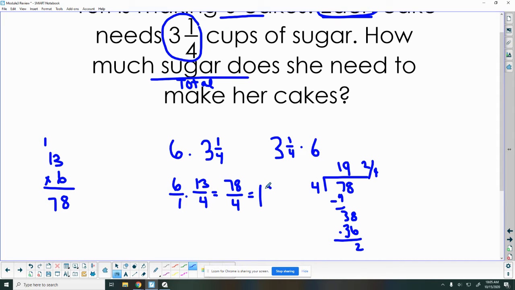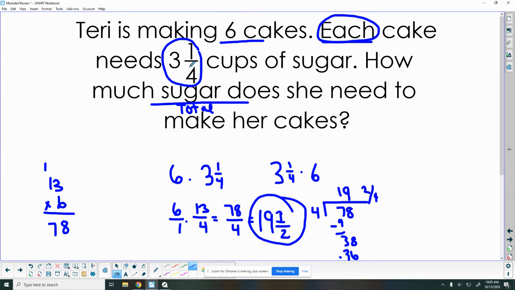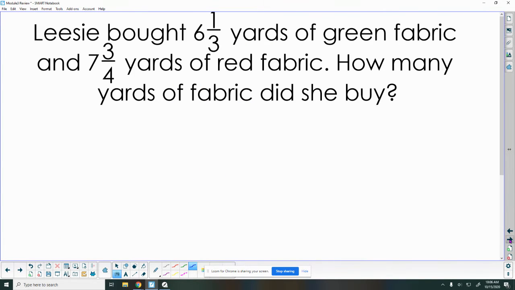So to make all of her cakes, she needs 19 1/2 cups of sugar. Okay, so we knew we needed to multiply because she was doing it every time she made a cake. She made 1 cake, 3 1/4, 2 cakes, 3 1/4, 3 cakes, 3 1/4. So total 19 1/2 cups.